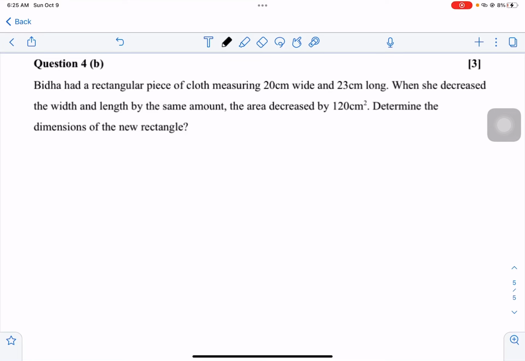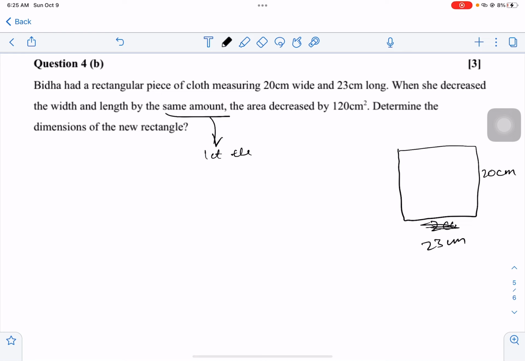Okay, this question says Bida had a rectangular piece of cloth measuring 20 centimeter wide and 23 centimeter long. So this is 23 centimeter and 20 centimeter. When she decreased the width and length by the same amount, we don't know how much amount is being decreased, so let the amount decreased be x.